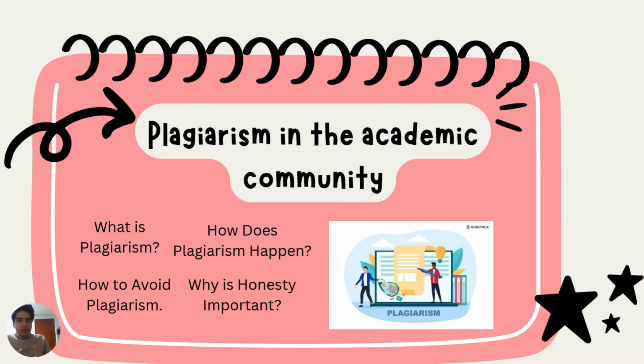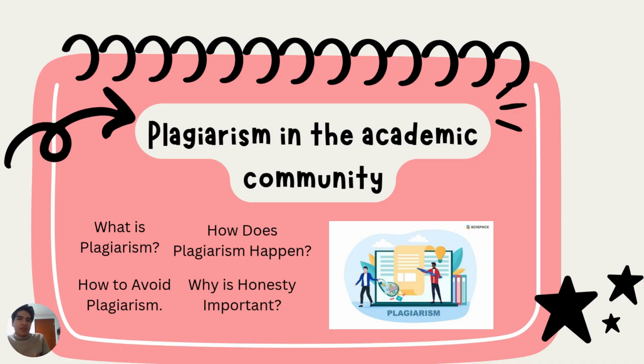So plagiarism is stealing someone's hard work, because they make a work for an investigation or a paper. This includes copying text from books, websites, or other students, or even using someone's ideas without saying where they come from. And that's, for example, the APA 7th edition. Now, how does plagiarism happen?